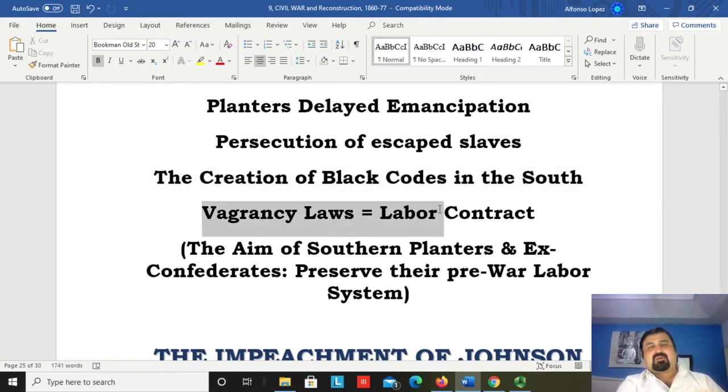For example, one of those black codes was known as the vagrancy laws. Vagrancy. So what is the vagrancy law? Well, a vagrancy law is simply a law that prohibits people from roaming around without employment. Vagrancy is just to roam around without any residence, without employment, without a job. And so, because it was now prohibited, the only way out was that, well, you need to take a job. There were many jobs offered at that point, and the jobs were in the plantations.